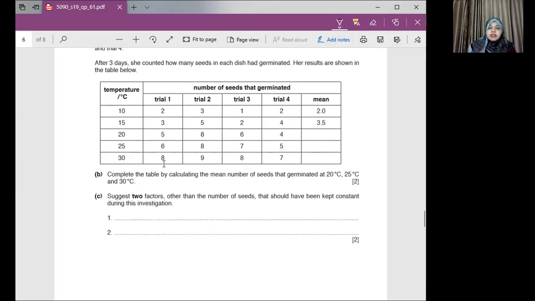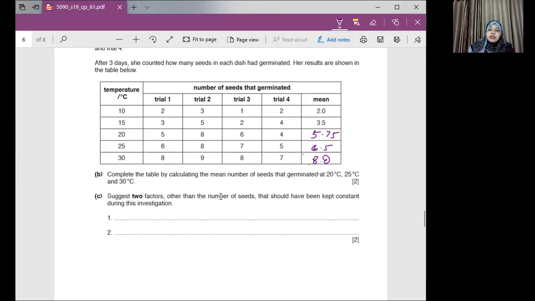and 30 degrees Celsius. To find the mean number, you have to add 5 plus 8 plus 6 plus 4 and divide by 4. Then you will get 5.75. Then you will get 6.5. Then you will get 8. Here they mentioned 2.0, so I can also write 8.0. Otherwise, nothing will affect.